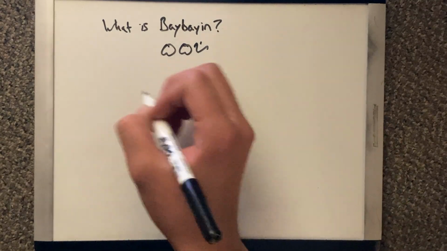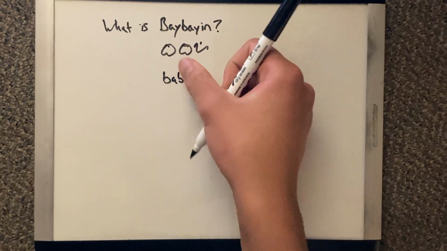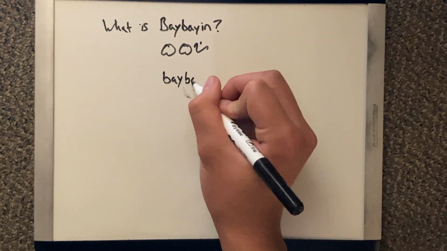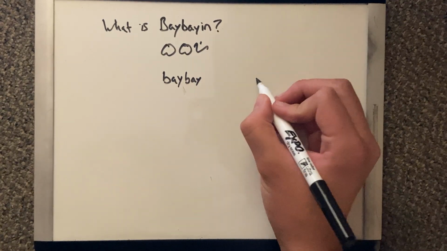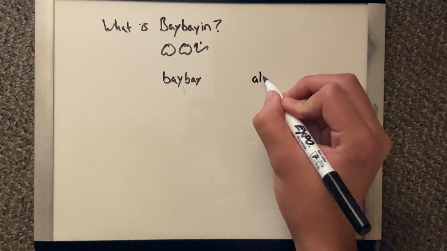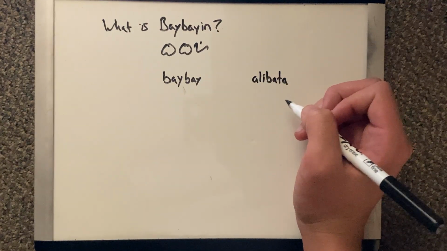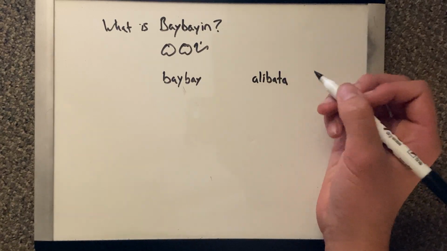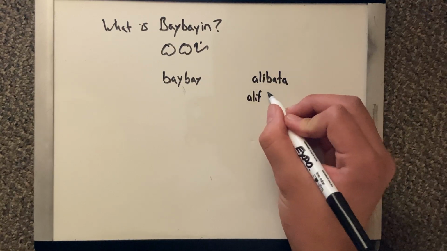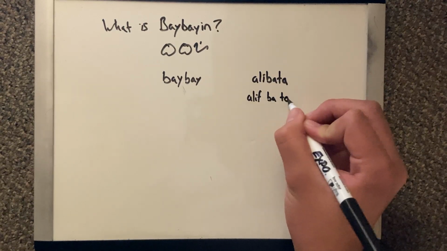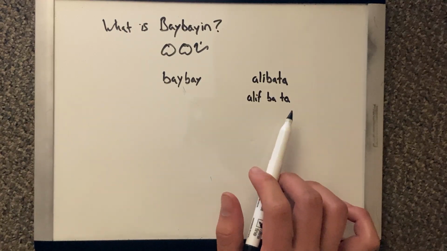So Baybayin comes from the word baybay, which in Tagalog means to spell. Sometimes you'll hear people refer to this writing system as alibata instead. And this name is technically a misnomer because it was created from the names of the first 3 characters of the Arabic writing system, alif, ba, ta.